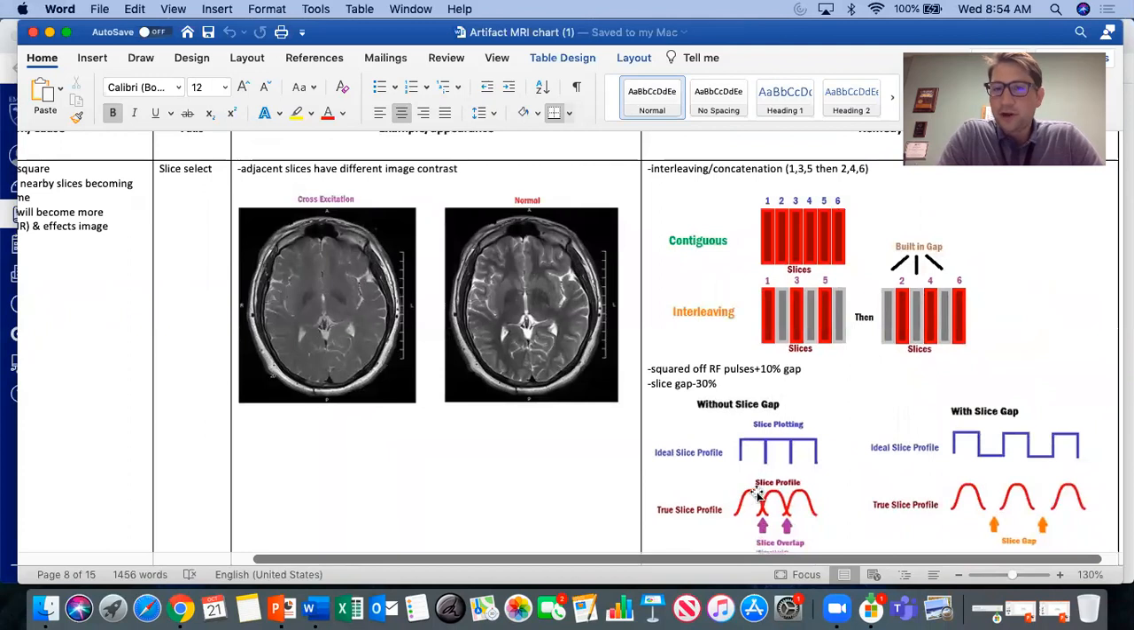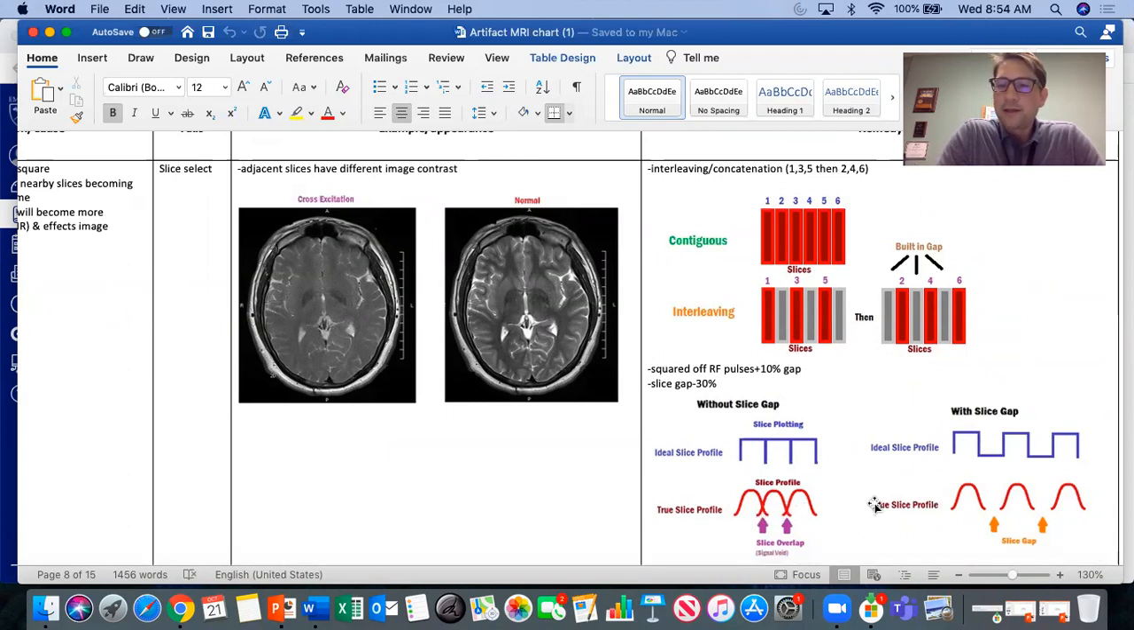So since our slice profile looks like this, and they are more rounded, and we're going to have a little bit of overlap, our remedy is to basically space these slices out a little bit. And how we do that is by applying a slice gap of at least 30%. So let's say for example, if your slice was 1 millimeter, what would be 30% of that?